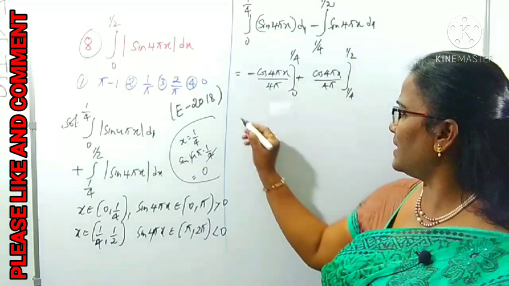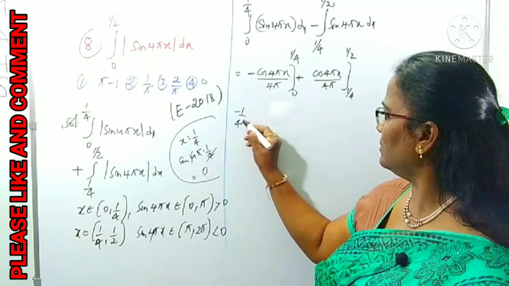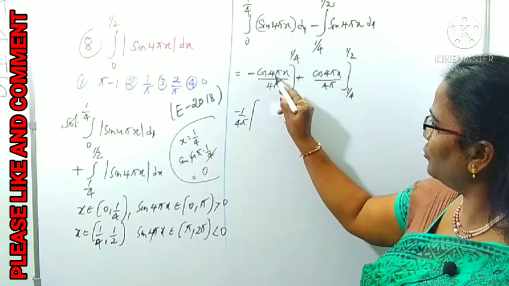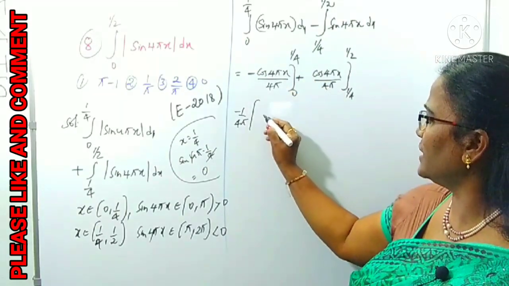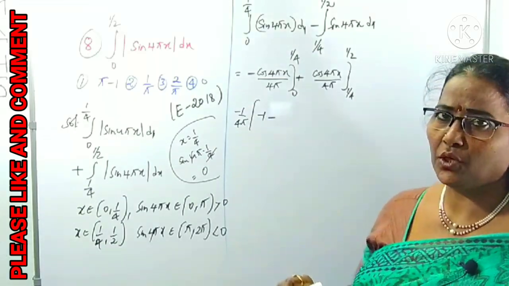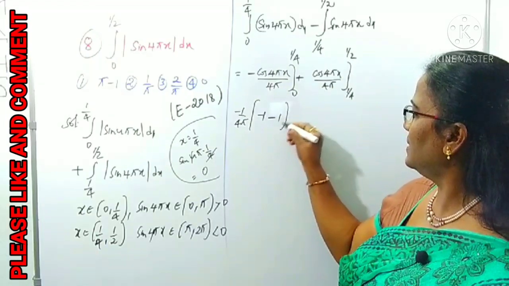Right? Now we can consider the first integral. Minus 1 by 4 pi I am taking out. First function: 4 pi into the upper limit 1 by 4 is pi. Cos pi value is minus 1. This is upper limit minus lower limit. Cos 0 is 1. Right?